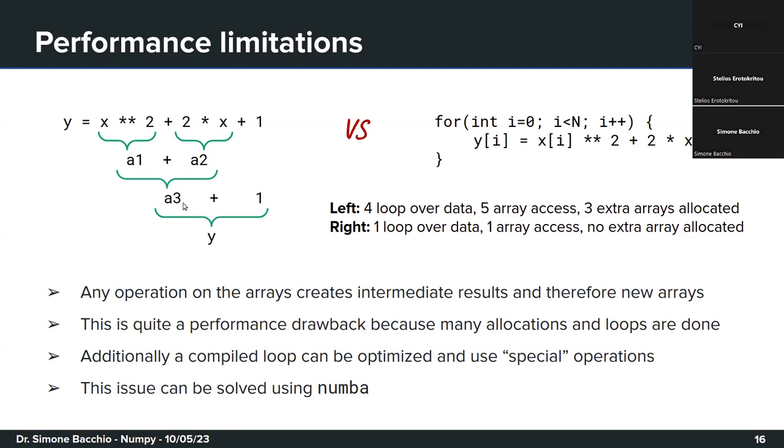When this is done instead, like on the left-hand side, we are doing 4 for loops. You see this, 1, 2, 3, 4 for loops over the data. We are reading arrays 5 times because we are reading X here, we read A, another X here, etc. And we are allocating 3 extra arrays, these A1, A2, A3. So this is a bit more expensive than the other one.